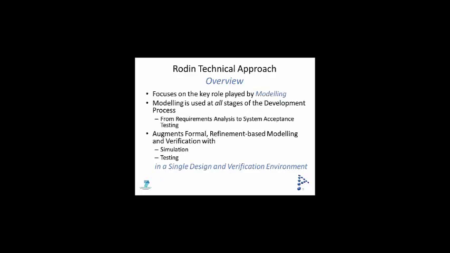Okay, so I'll give you, first of all, an overview of our approach, and at all stages, we focus on the key role played by modeling. So you've all heard about model-based development, model-based design, model-based verification. Modeling is used at every stage of the development process, right from the beginning, right through from requirements analysis. So we apply the modeling at the requirements level all the way down to acceptance testing. And we augment this formal refinement-based modeling with simulation and testing. So this is a difference. In this Rodin environment, you can do formal theorem-based proving, but you can also do model checking and simulation and testing, all in a single environment.